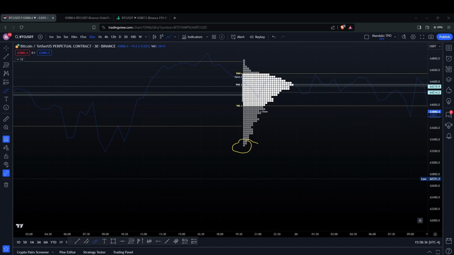Really, this daily session is still occurring, so there is time for this poor low that is forming to be repaired or revisited. But if it is not, then it can be an objective or a target for price to move back to at some point in time. And often this happens rather quickly, within a few sessions.